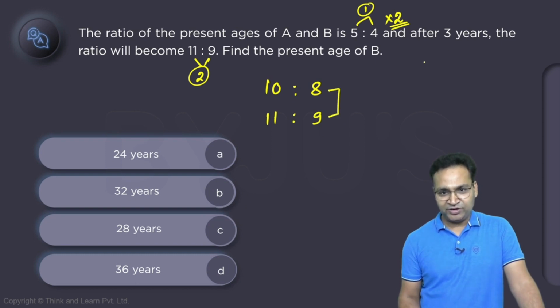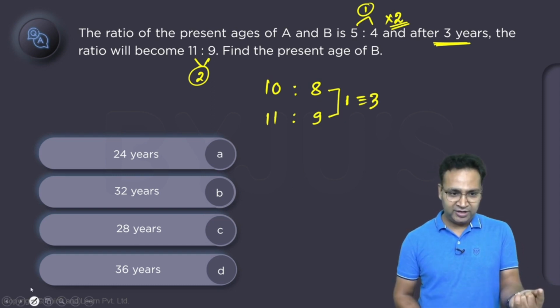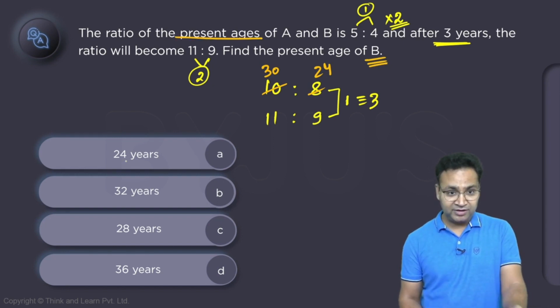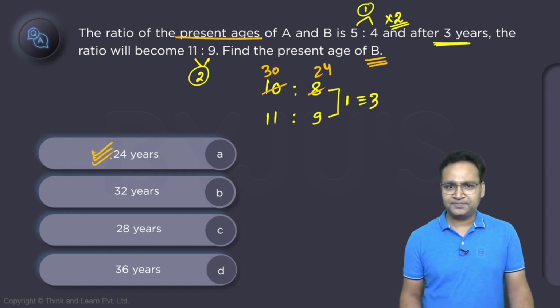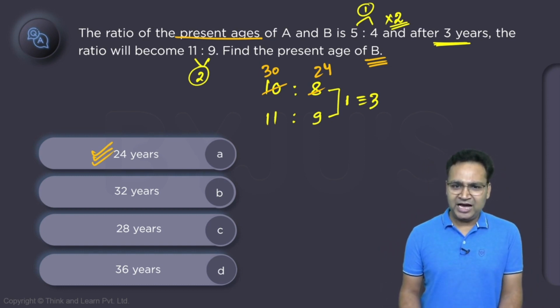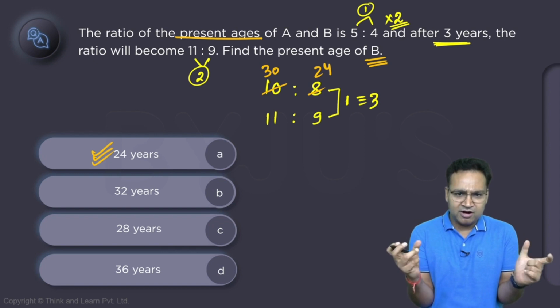What is the time difference? After 3 years. So basically this 1, 8 and 9, 1 is equal to 3. If 1 is equal to 3, what is this? 10, 30. What is this? 8, 24. What is the present age of B? Present age of B, 24. Finished. You understood the benefit of this approach? You may answer the question just by looking at it like this.